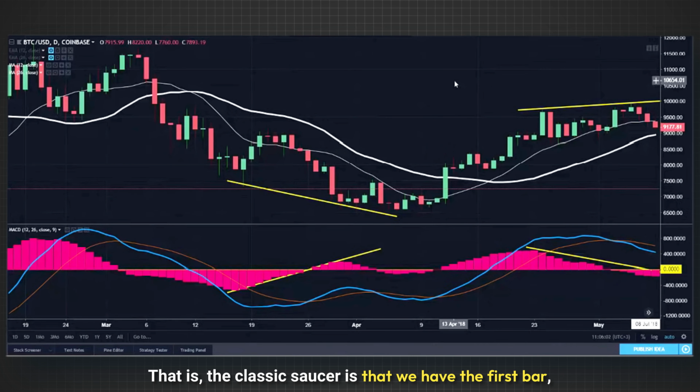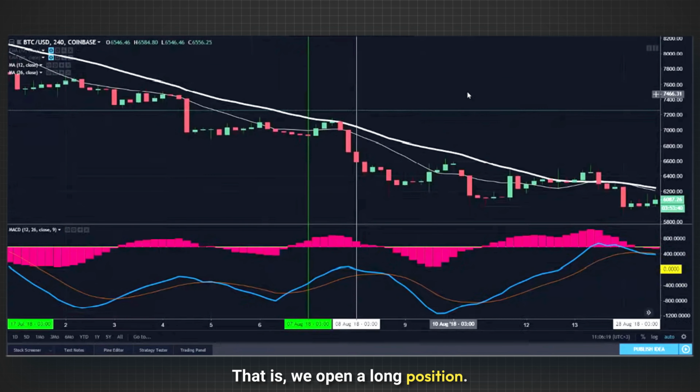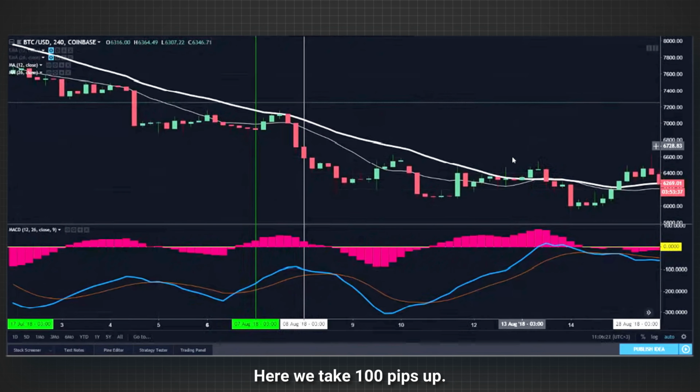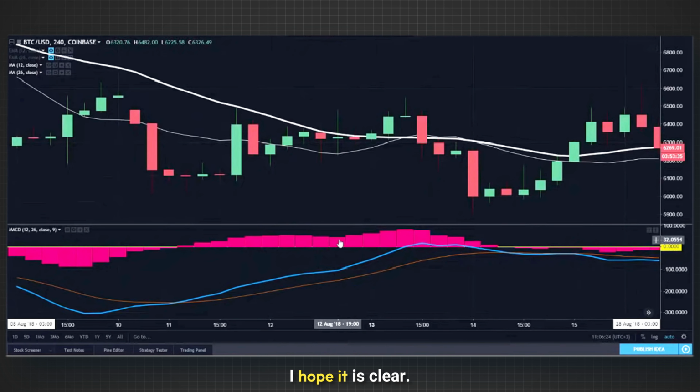There they are much more pronounced, for example. That is, the classic saucer is that we have the first bar, the second one is below the first one. I am talking about the histogram, in this case, the columns. And the third one above the second one forms a saucer. That is, we open a long position. Here we take 100 pips up. I hope it is clear.